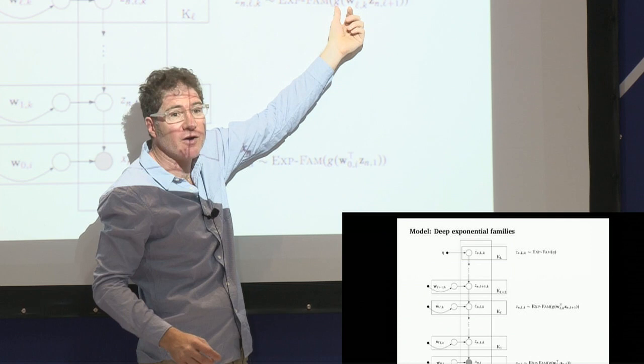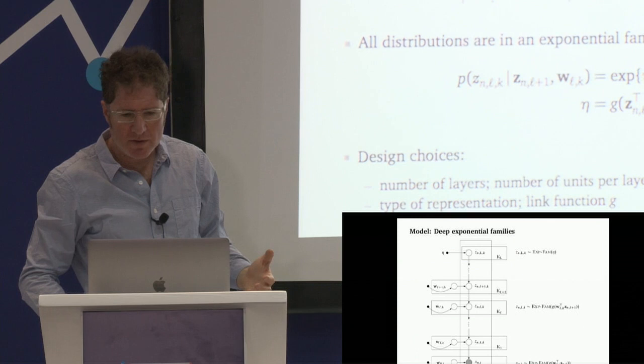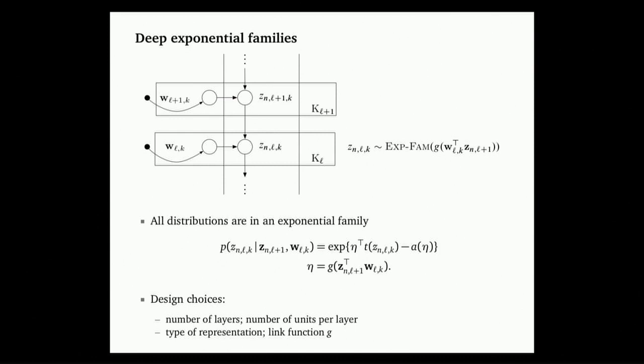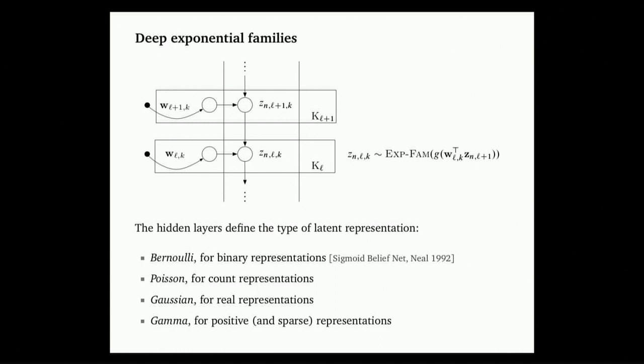For example, if the Zs are binary, then each Z is a Bernoulli whose parameter is some weight vector transposed with the previous layer Zs. That's the parameter to the Bernoulli. If the hidden variables are counts, then Z might be a Poisson whose parameter is an inner product of the previous layer of Z with some weight vector. Is this clear? Or if it's a Gaussian, then you might have this Z coming from a linear regression where there are some coefficients and the covariates are the previous layer of Zs.